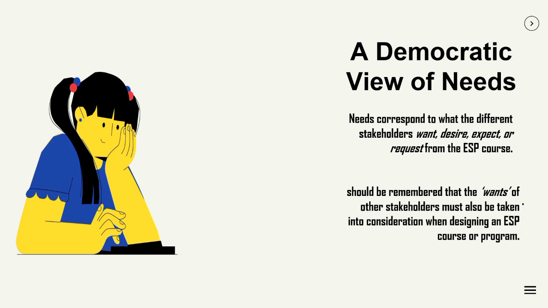So other stakeholders should be consulted. For example, in EAP settings, it includes experienced ESP instructors, administrators, and also the members of the learners. And in EOP settings, the floor and office managers, training department teams, and perhaps the head of human resources also need to be consulted. It must be remembered that the wants of other stakeholders must also be taken into consideration when designing an ESP course or program.